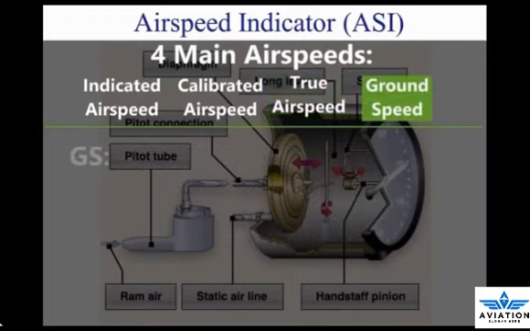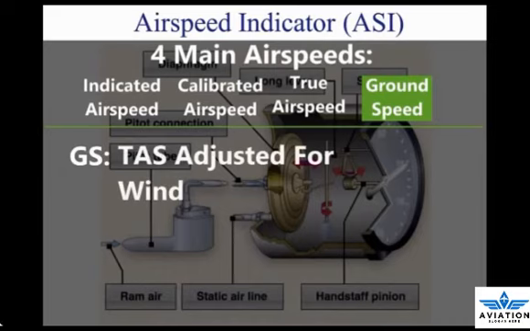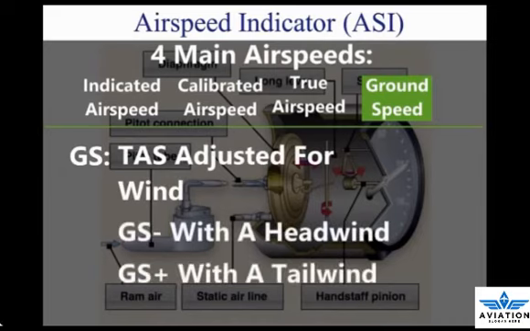4. Ground speed, GS. The actual speed of the airplane over the ground. It is TAS adjusted for wind. GS decreases with a headwind and increases with a tailwind.